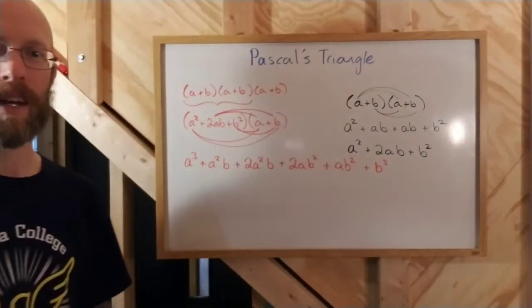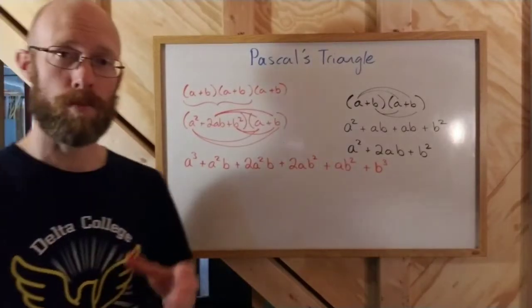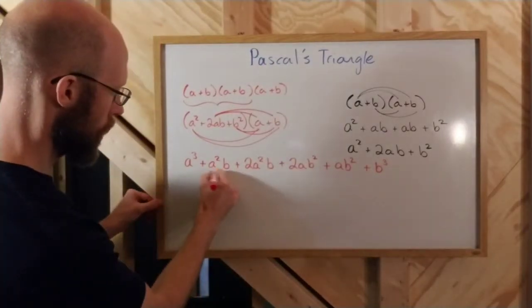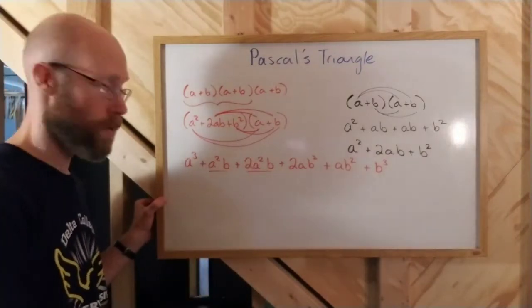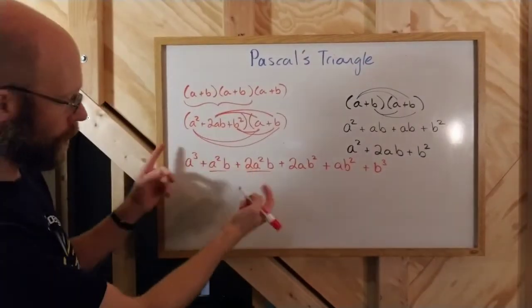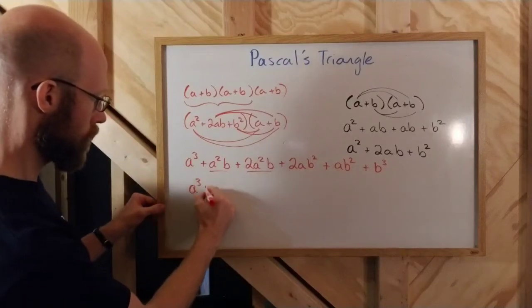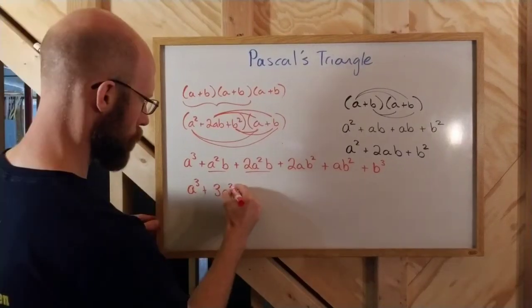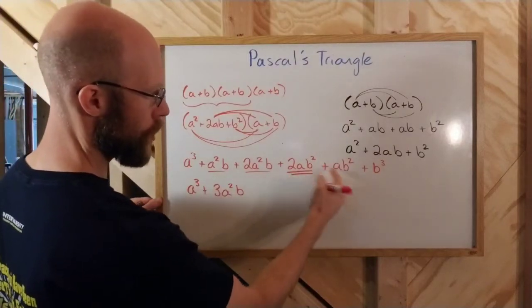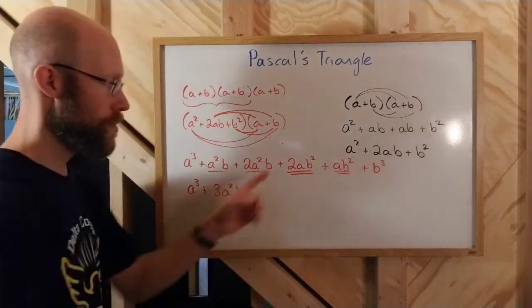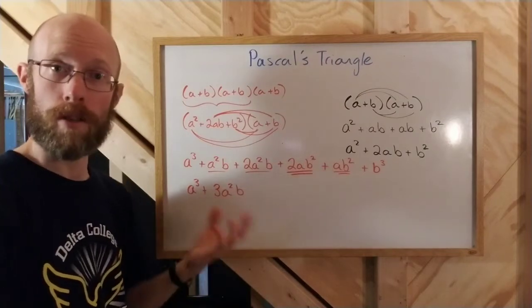b cubed, okay? And now if I look for my like terms, a squared b and 2a squared b, those two terms are both a squared b. I have 1 and 2 make 3, so that's a cubed plus 3a squared b. And then I have a 2ab squared and an ab squared, so it's 2 and 1 of those make 3 again.